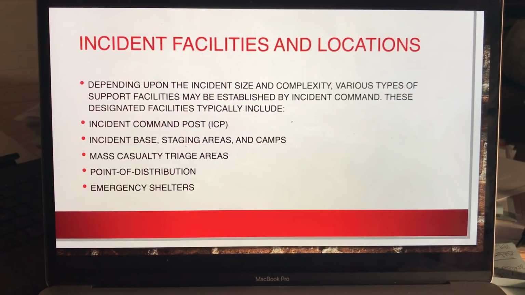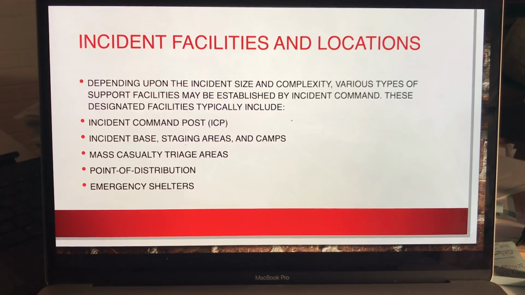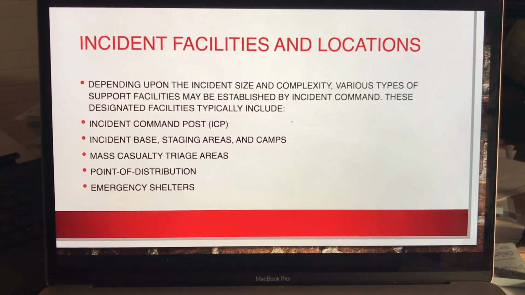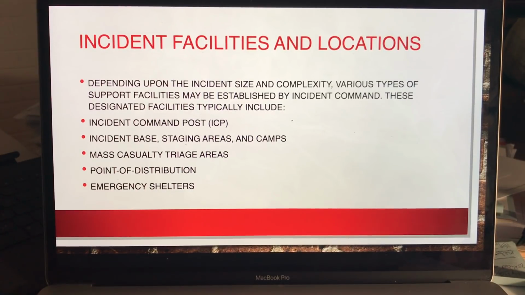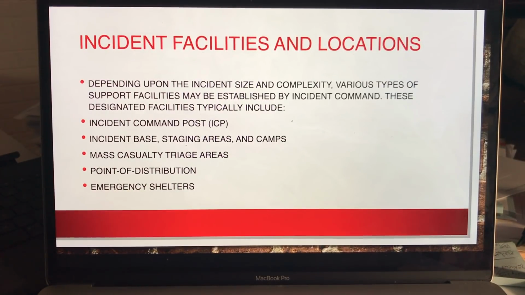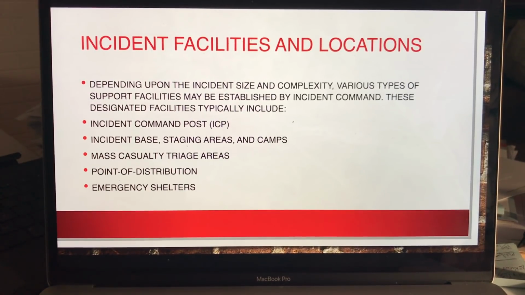Incident facilities and locations. Depending upon the incident size and complexity, various types of support facilities may be established by incident command. These designated areas within the facility typically include an incident command post, an incident base, a staging area and a camp, mass casualty triage areas, point of distribution, and emergency shelters.